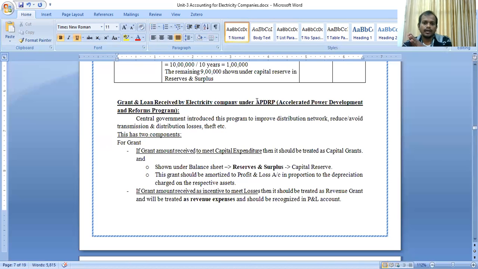loss account. And if they provided it to meet the capital expenditure, we have to treat this as a capital grant, and we have to show this under the capital reserve in reserves and surpluses in the balance sheet. So that too after amortization to profit and loss account. So how to amortize this? We amortize this amount in proportion to the depreciation charged on the respective asset.